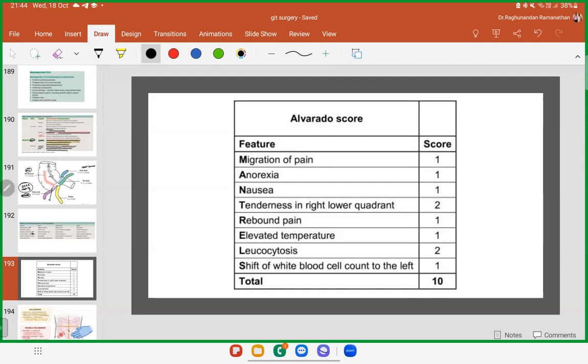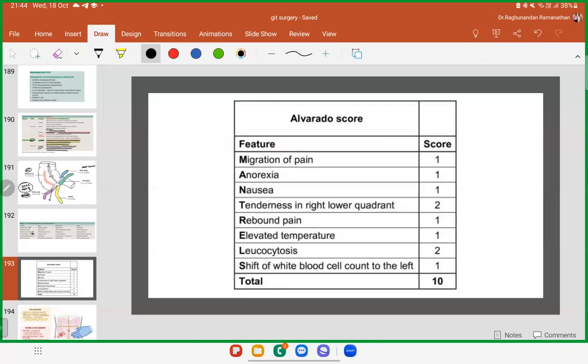So why I am telling this is: always follow the scoring system properly. That is why they have kept a scoring system. For this patient, if migration of pain is there, that gives you score 1. Anorexia gives 1 more. Nausea and vomiting, 1. Tenderness in the right lower quadrant gives you 2 points. Rebound pain gives 1. Elevated temperature, 1. Leukocytosis again gives 2. Left shift of WBC gives 1.